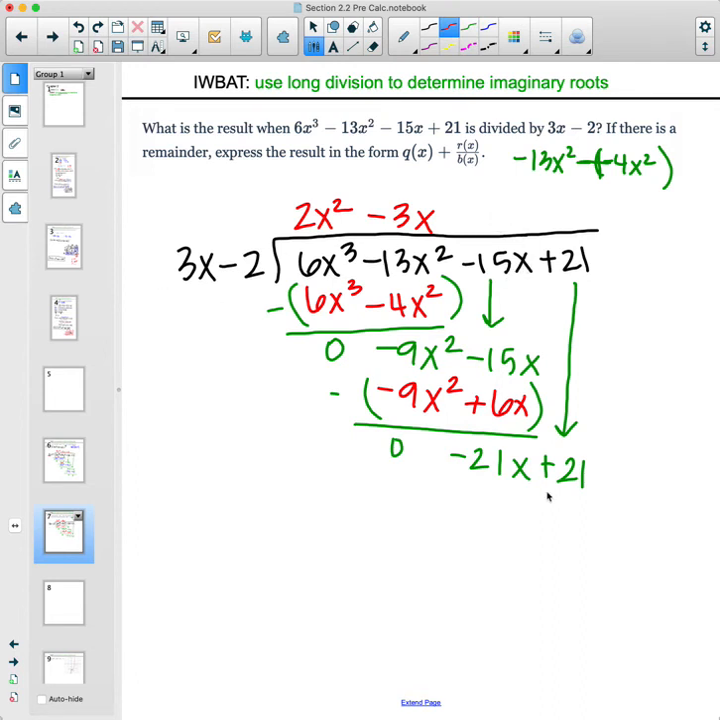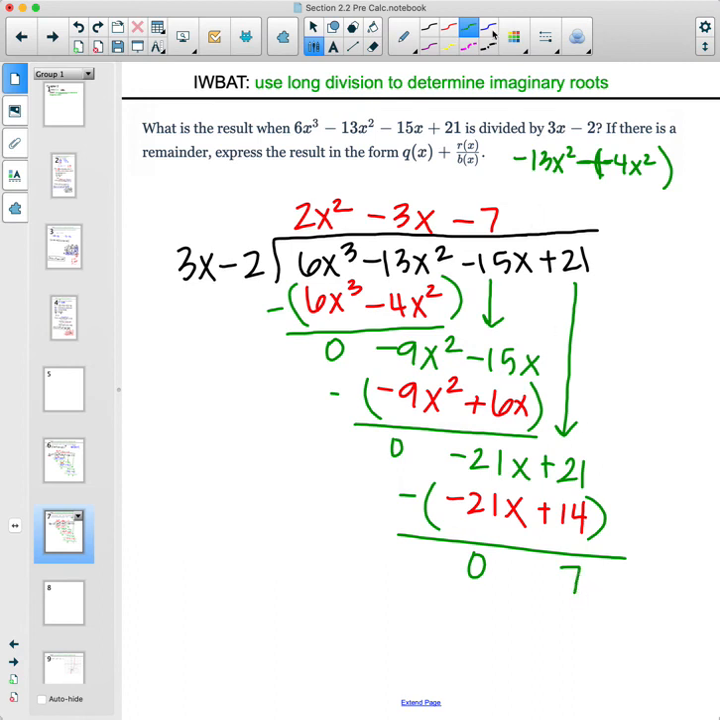So what times 3x gives me negative 21x? Just negative 7. The x is already there. Okay, negative 7, then multiply. So negative 7 times 3x is negative 21x. Negative 7 times negative 2 is plus 14. Subtract these. Negative 21x minus negative 21x is 0. 21 minus 14 is 7.